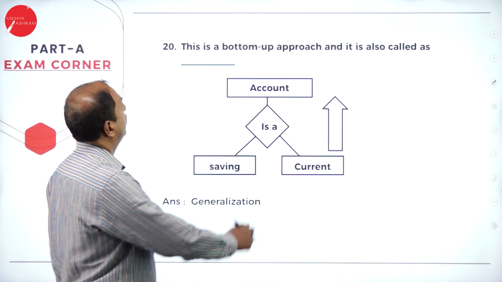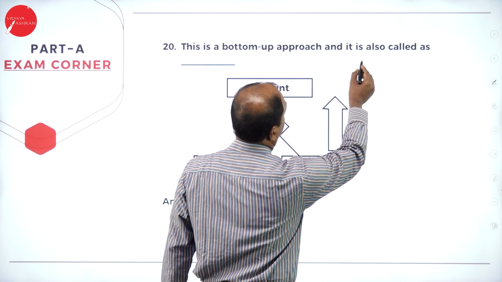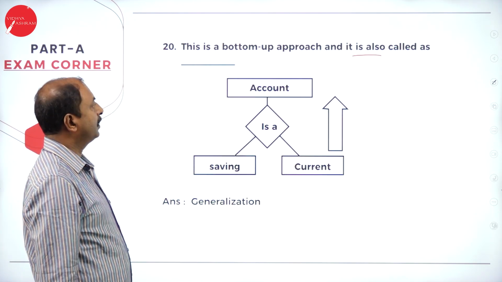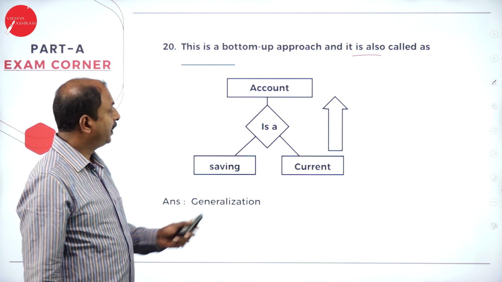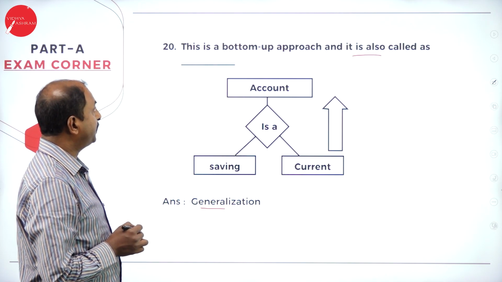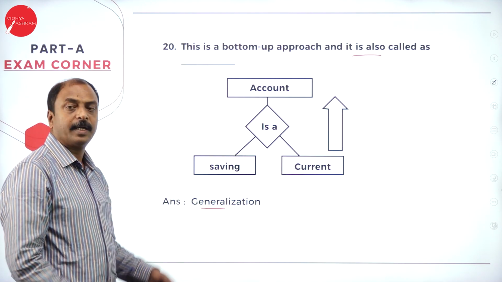Next one is: this is a bottom up approach and it is also called as, look at the definition here. So here this is the schematic diagram and the answer is generalization. So generalization is a bottom up approach.